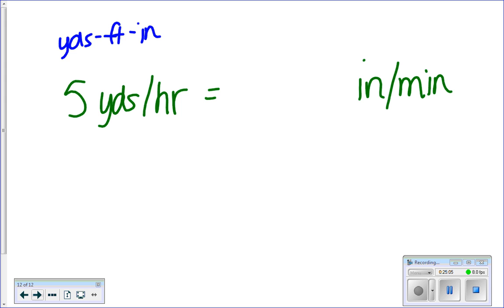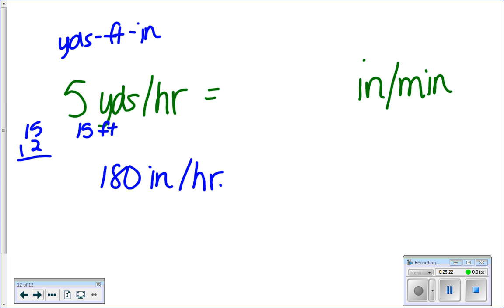So I had to change this to feet. There's 3 feet in a yard, so this is actually 15 feet. And then I have to change that to inches, so 15 times 12. What is that? 180 inches per hour. Okay, does that make sense to everybody? We just had to go through some steps. But now, if I want to change this to minutes, if I do this in 1 hour, what am I going to divide this by? Just by 60, because hours to minutes, how many minutes are in an hour? So then I have to divide by 60.